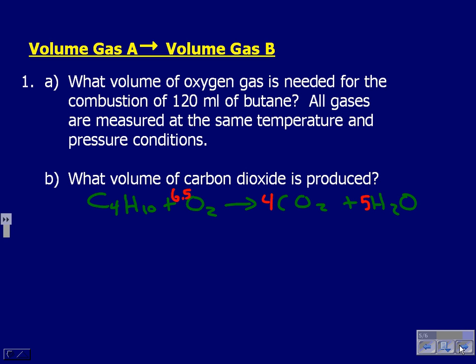Again, let's write our information underneath. I have 120 milliliters of butane, and in part A, I want to know how much oxygen is needed, and I don't need to go all the way around through moles. I can go straight over there with a mole ratio, and then I'm done the question. Doesn't even have to be in liters. Gas to gas stoichiometry at the same temperature and pressure is the easiest. 120 milliliters, what I have on the bottom, what I want it to become on the top.